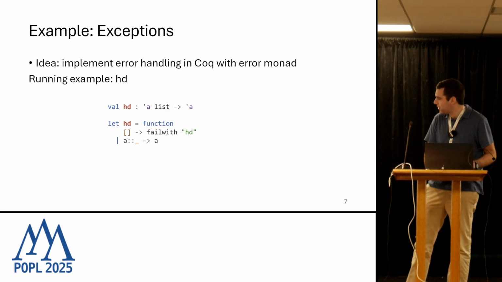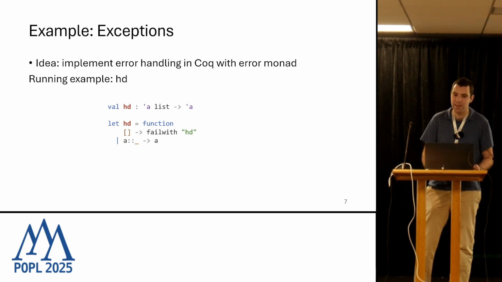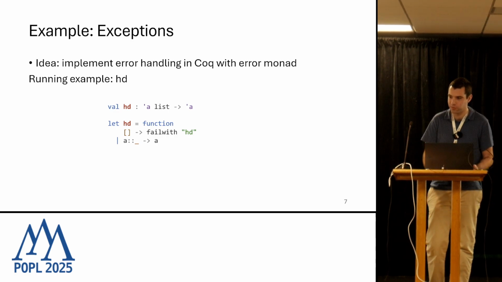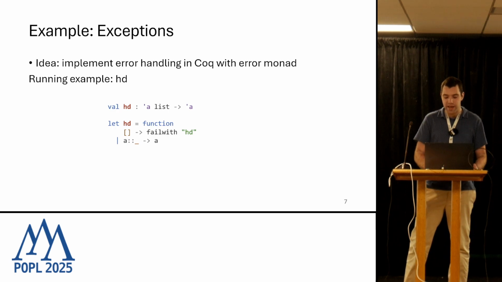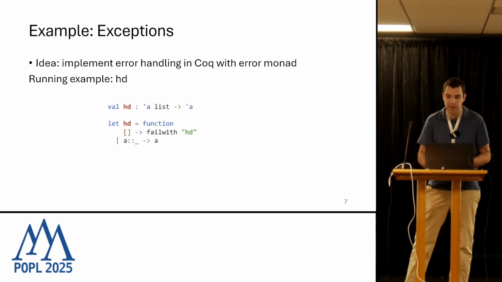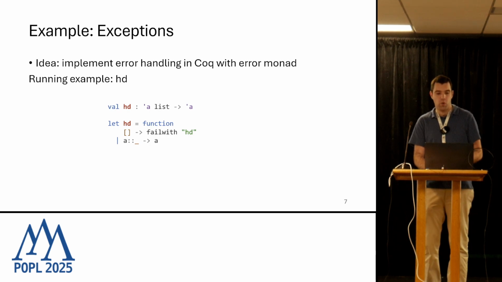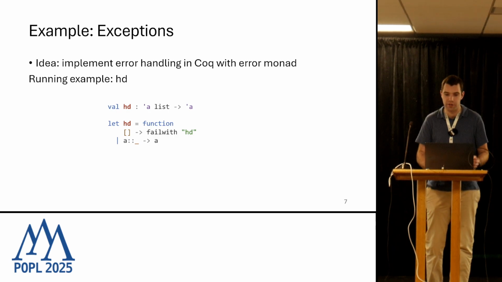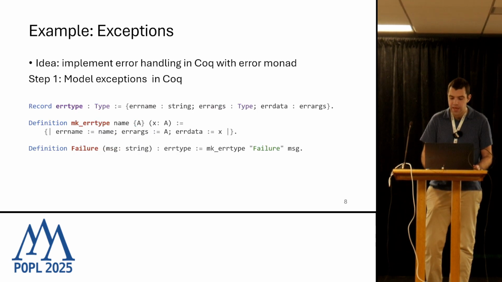It has type 'a list -> 'a, which of course is not representable in Coq. This would be very bad if we could write such a function. But this is the API that we want to implement. And the idea is that even though we want an OCaml implementation that uses exceptions, in Coq we're going to model this using an error monad. And so how does this work?